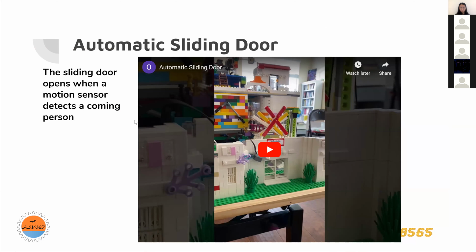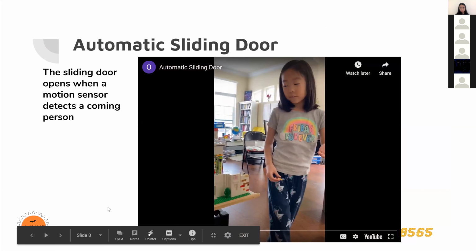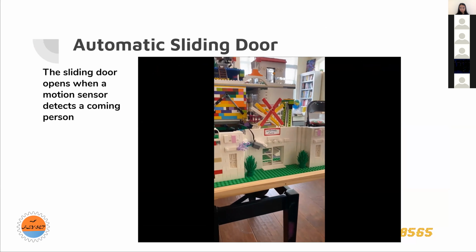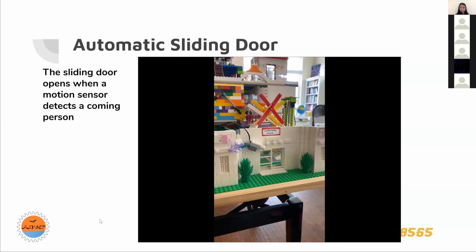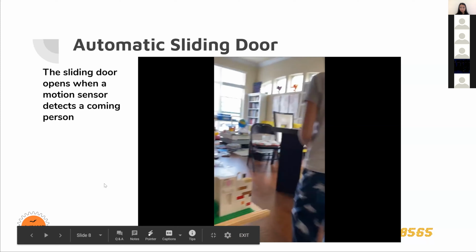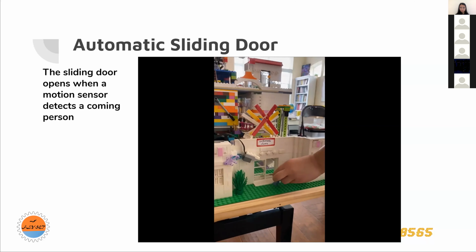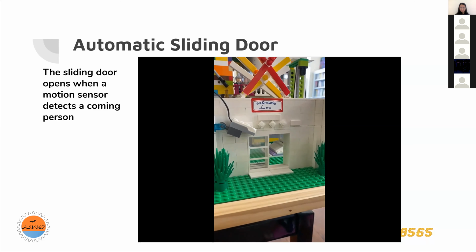Here is a demonstration of the automatic sliding door we have at the front of our model. The sliding door opens when a motion sensor detects a coming person or thing. For the students in the school, we designed an automatic door with a sensor to detect if anyone is coming. If the sensor detects correctly, the door will automatically open. Here is a demo. It's opening. Now it is closing.